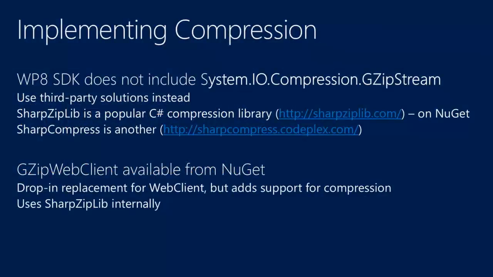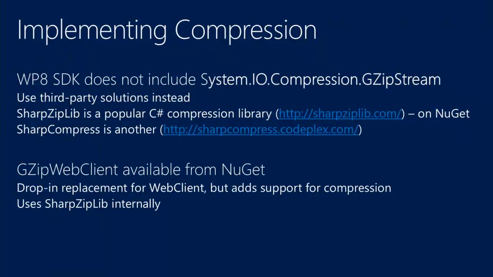So the first thing to say here is actually there's no support in the base class libraries on Windows Phone 8 for decompressing a stream. On Windows 8, we've got the System.IO.Compression GZipStream class, which is very nice. But like I said, we don't have that. So you have to use some third-party solutions. And there's a couple. SharpZipLib is very popular, and SharpCompress. And there's NuGet packages for at least one of them anyway.